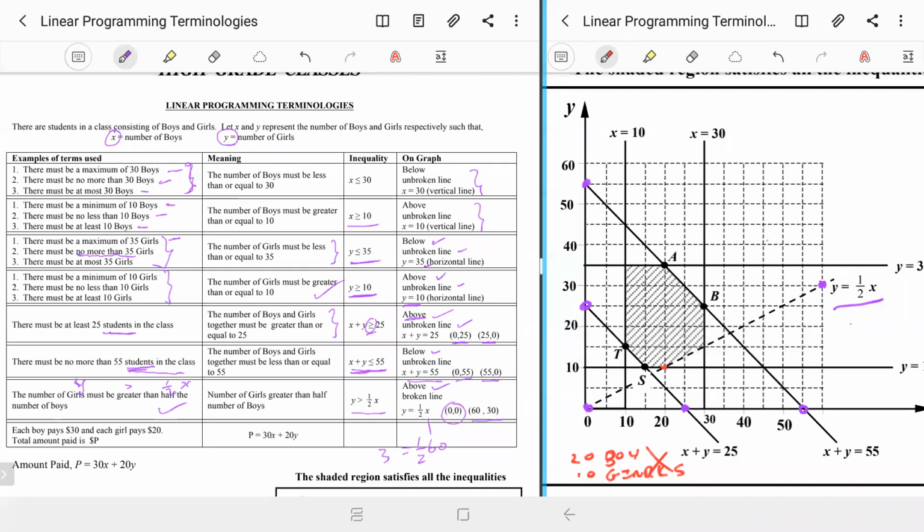This point also cannot be used right here, where we have 15 boys and 7.5 girls. You can't have 7.5 girls anyway. But right here, for example, also cannot be used. 30 boys and 15 girls right here cannot be used because it's on the broken line. Points on the broken line cannot be used.